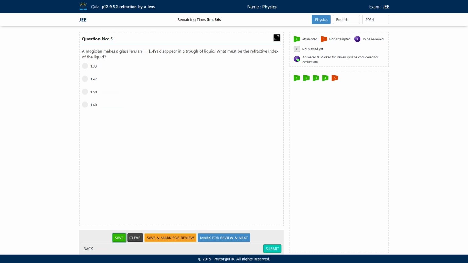A magician makes a glass lens n = 1.47 disappear in a trough of a liquid. What must be the refractive index of the liquid? So we have discussed it recently. Yes. Good.